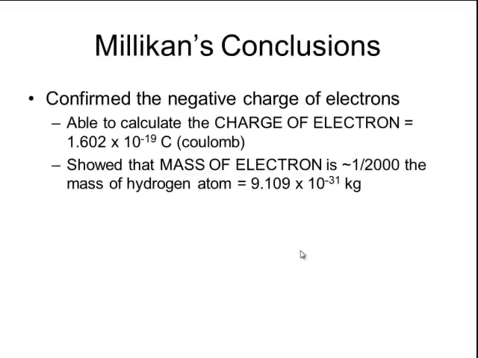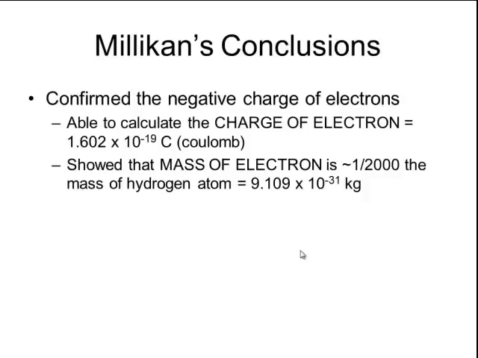Millikan was able to arrive at several conclusions because of his oil drop experiment. First, he was able to confirm that electrons do in fact have a negative charge. Because they were suspended somewhere in the middle between those two positive and negative plates, he was able to actually calculate the charge on the electron.